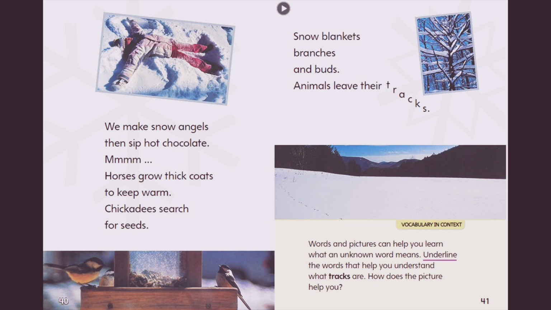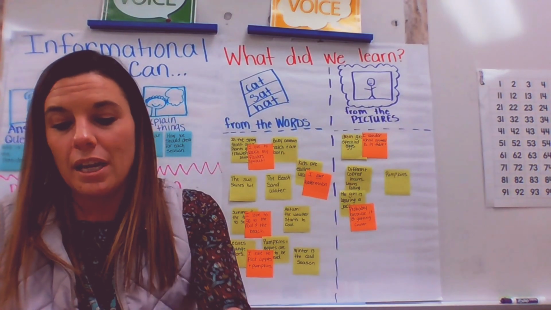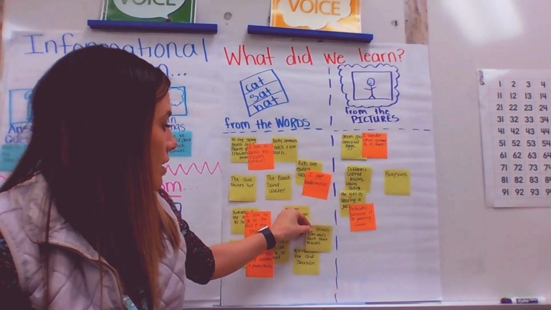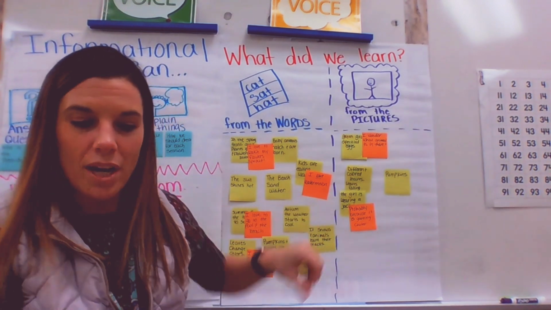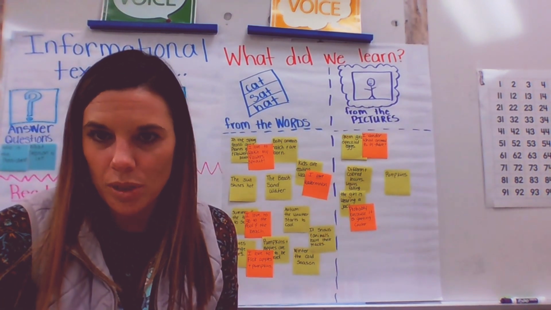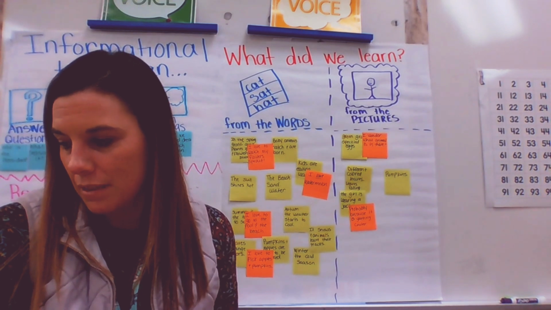Horses grow their thick coats to keep warm. Chickadees search for seeds. Snow blankets, branches, and buds. Animals leave their tracks. Oh my goodness, look how they wrote the word tracks. So I put on here, animals leave their tracks, but then my thinking voice is saying, I wonder what that means. What do you guys think animal tracks mean?